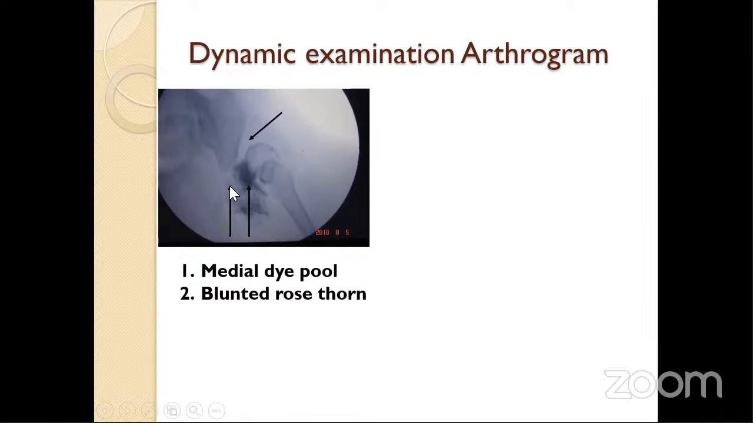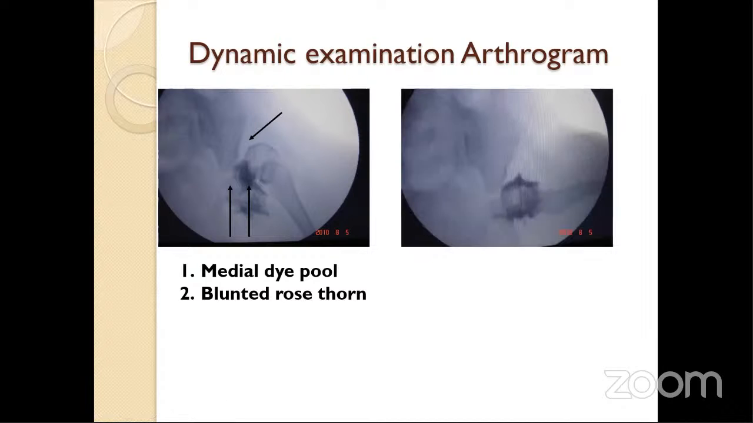The normal medial dye pool should be less than 2 millimeters. As you can see here, it exceeds about a centimeter. So the hip is definitely dislocated and you don't see a rose thorn here, which is blunted or because of eversion. Now look at this image. When I reduce the hip, I can demonstrate a beautiful rose thorn. The rose thorn is the sharp edge of the labrum which is seen after an arthrogram on a concentrically reduced hip. You see the medial dye pool has disappeared and you get a superb rose thorn and there is no blunting here.